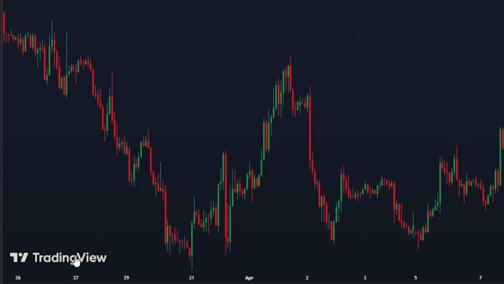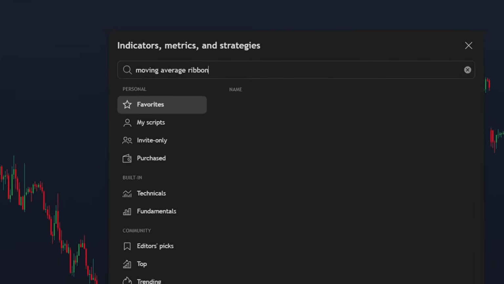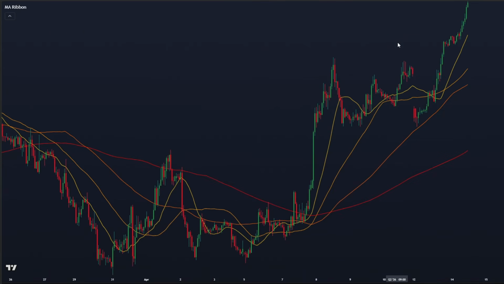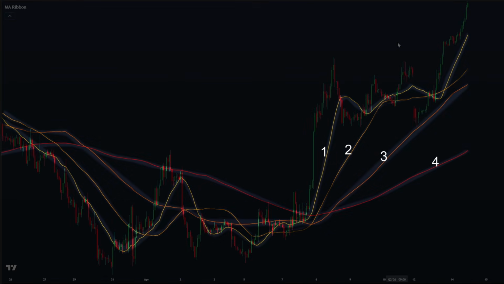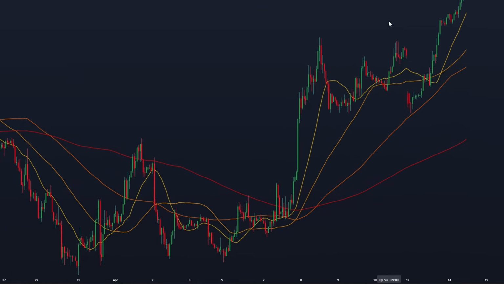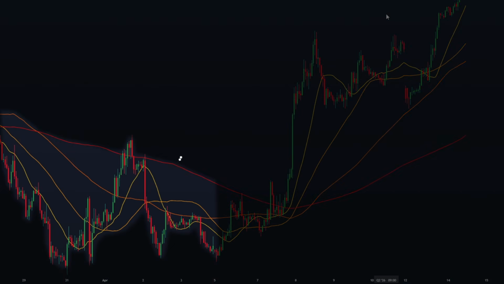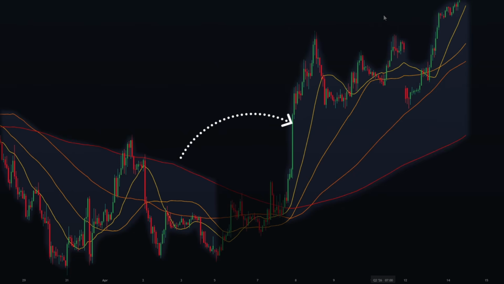On TradingView, go to Indicators and search for Moving Average Ribbon. This is a built-in indicator on TradingView, and with this one indicator, you can add all 4 EMAs to the chart even if you are using the free version. These EMA settings are very interesting because they can help you spot when an old trend is losing control and when a new trend is starting to build.